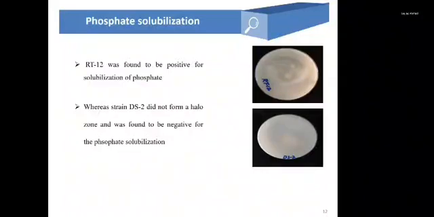Then we checked for phosphate solubilization. RT12 was found positive for solubilization of phosphate, so it was able to solubilize phosphate for the plant. DS2 didn't show a halo zone, which shows the ability to solubilize phosphate. Here in the DS2 picture, it's clearly seen that no halo zone was found. That means these bacteria were negative for phosphate solubilization.